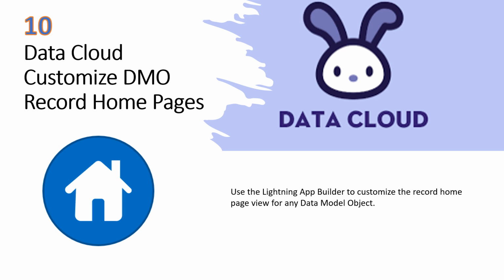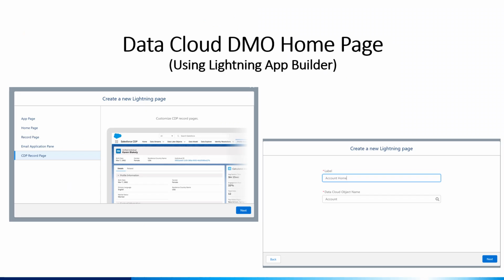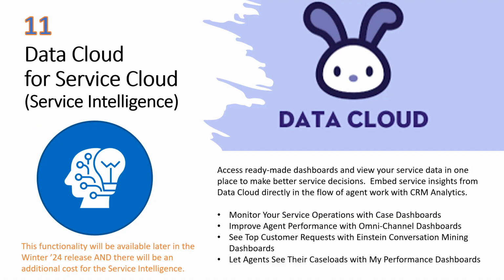Number 10, you can use the Lightning App Builder to customize the record homepage view for any data model object. Use the Lightning App Builder to add related lists from other DMOs or change which fields are displayed in the header or other areas of the page. The Data Cloud Service Intelligence functionality will be available later in the Winter 24 release, and there will be an additional cost. With Service Intelligence, you'll have access to ready-made dashboards and can view your service data in one place.